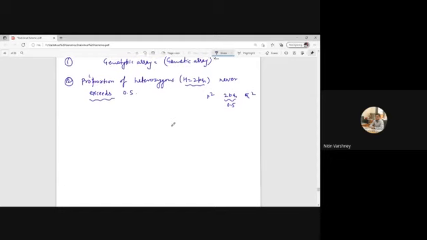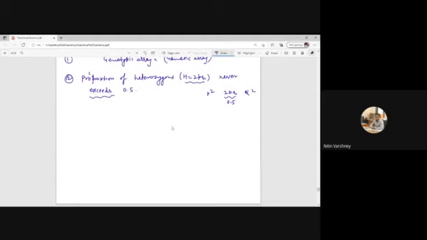How will we check it? See, what is H? H is equal to 2pq. Now if I replace q with 1 minus p.